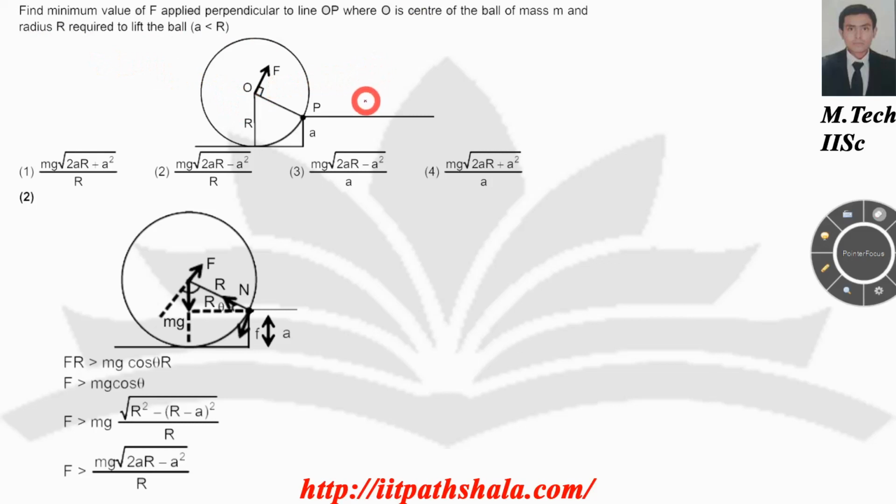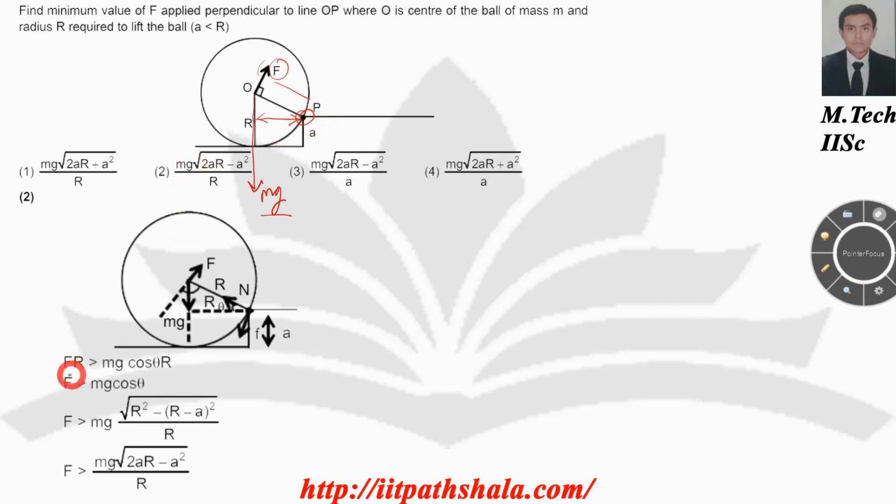Okay, so now what you can do over here is find the minimum value of this F. Now you also have to take care of the following case: you have to lift this ball. To lift this ball, the moment generated by this F into R about this point P should be greater than the moment generated by the gravitational force into the distance over here about this point P. Okay, you have to take care of that also.